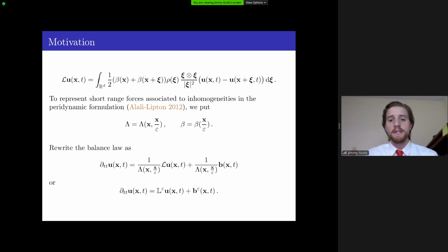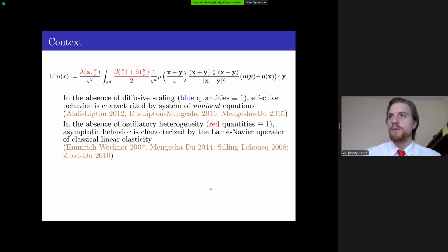And so the balance law on the previous slide can be rewritten this way, just by dividing by the mass density. And so then we take this here to be an operator that depends on x and epsilon, and the external load to depend on epsilon as well.